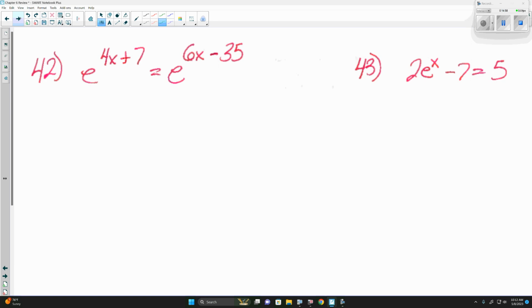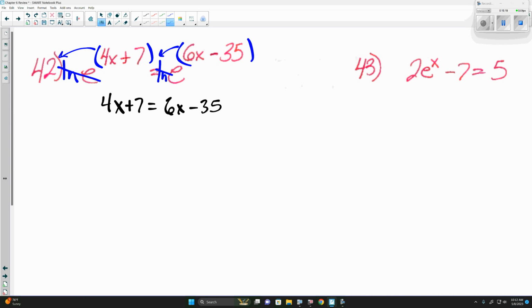The bases are the same, so the exponents must be the same. Really, another way we can think of it is I apply ln to both sides. So the exponent would come out front and ln of e is 1. The other side, the exponent comes out front and ln of e is 1, leaving us with 4x plus 7 is equal to 6x minus 35.